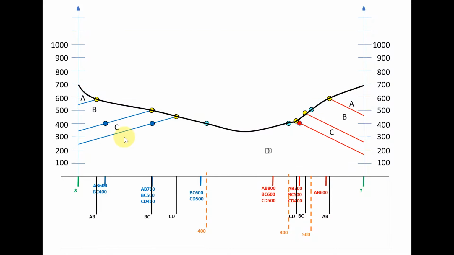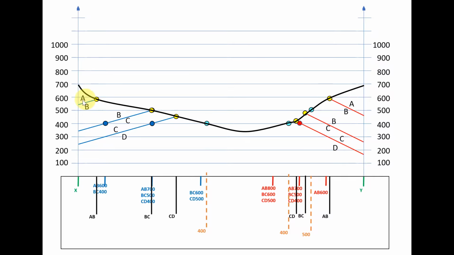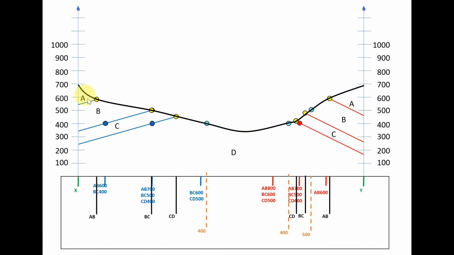Okay, so basically how to actually identify your bedding planes is that we have this B and B, this will become the B bedding plane, C and C will become the C bedding plane, D and D, this is your D bedding plane, C, B, A, like this. So A, B, C, D, C, B, A. Alright, so these are your bedding planes here.